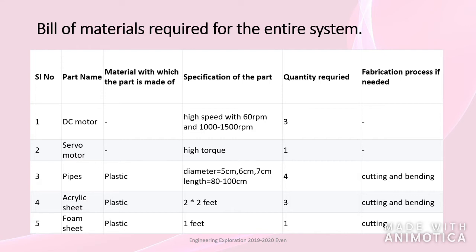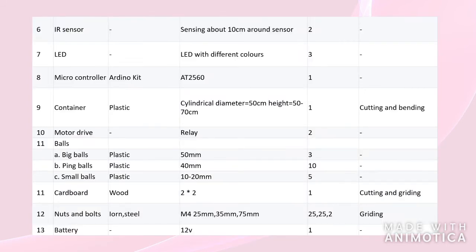The bill of materials required for the entire system is DC motor for launching and shuffling, servo motor for changing the angle of the pipe for the transferring of balls, acrylic sheet for the base of container, foam sheet for the base of the entire system, air sensors for sensing, LEDs for indication, microcontroller, container for holding the balls, motor drive, balls of different sizes, cardboards, nuts and bolts, and battery for power supply.